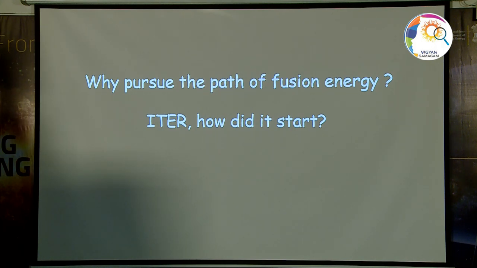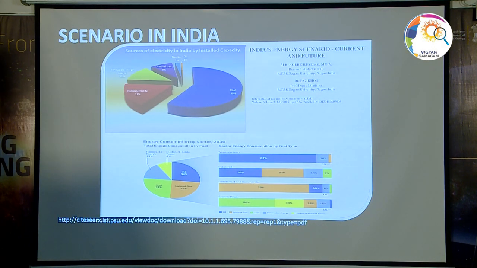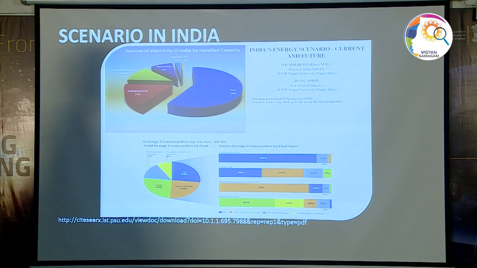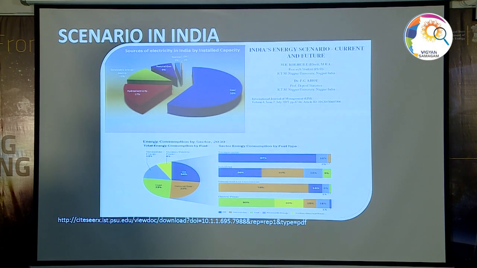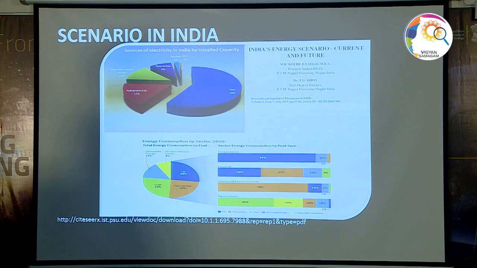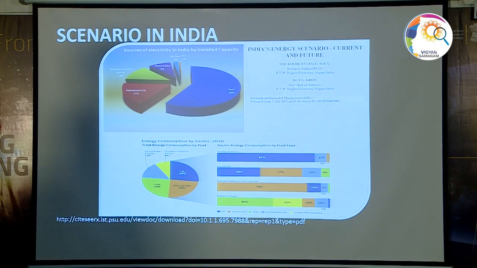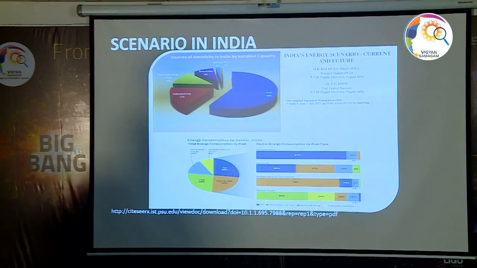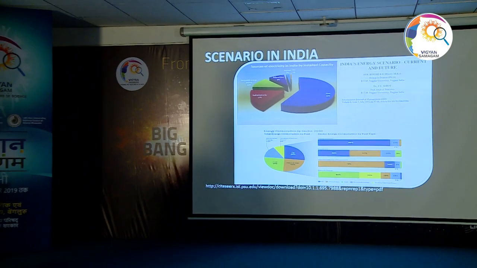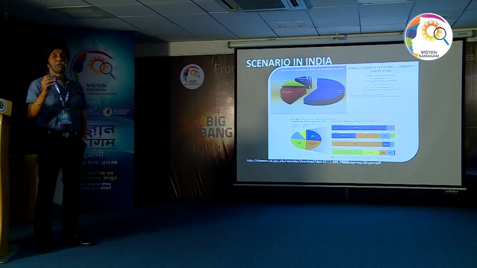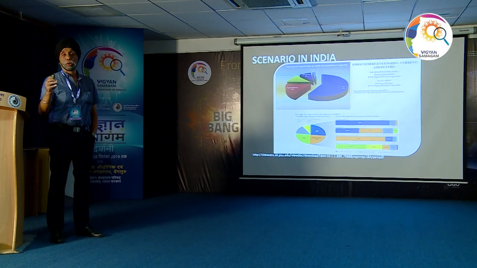And how did India start participating in ITER? So let us look at this. He told you about the present-day sources of energy. We use a lot of coal, a lot of wood, a lot of oil, and renewable energy sources to a certain extent. And we also use a small amount of nuclear power through nuclear plants, through nuclear fission.